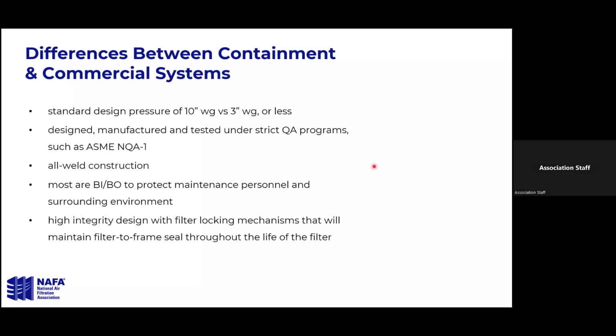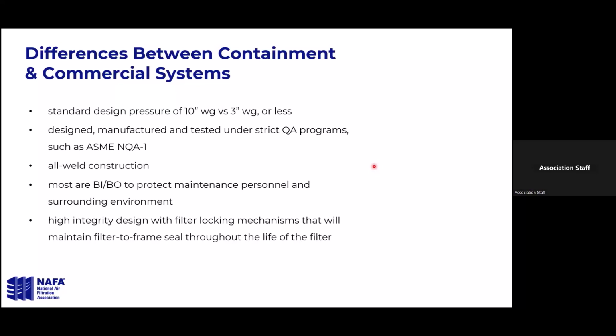These containment housings at that design pressure are actually going to be pressure decay leak tested to 0.0005 CFM per cubic foot of housing volume at that 10 inches water gauge, or whatever that design pressure of the housing is. These housings can generally be reinforced to go to higher pressures as well. So you can do 30 inches, 60 inches, 80 inches if need be, and that pressure decay leak test would be done per that design pressure.